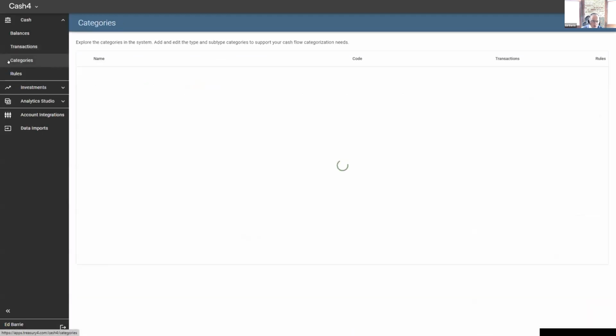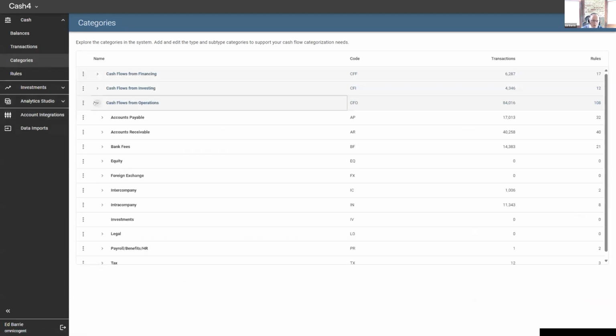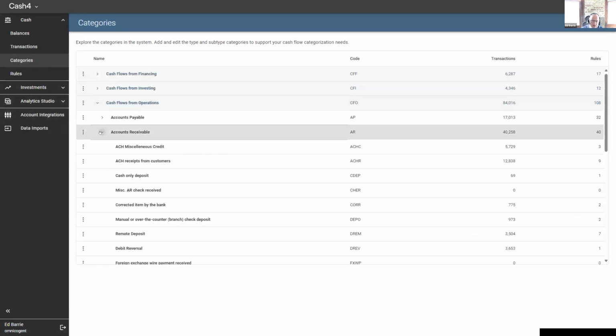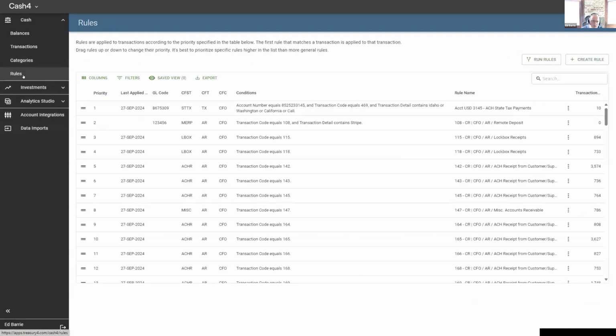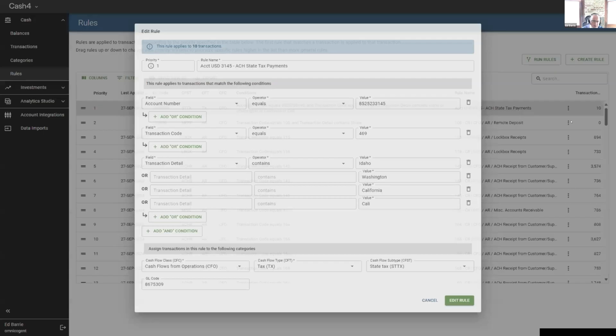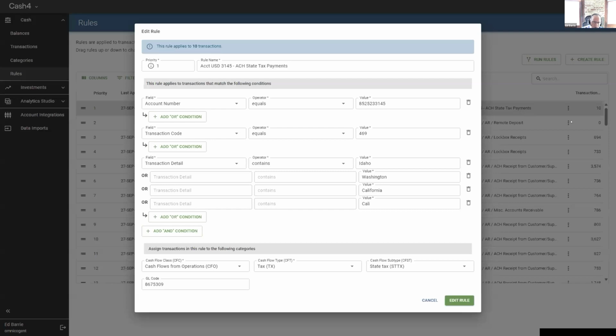The categorization construct is looking here at our cash flow categories, starting with class, then cash flow type, and then cash flow subtype, with the system telling the user the number of transactions and rules that that particular category is being used against. And then rules: we work with our customers to build up their categorization rules. We will precede those with a set of default rules based on some of the data that we've collected.